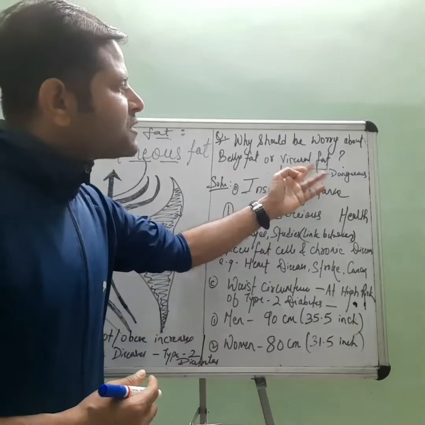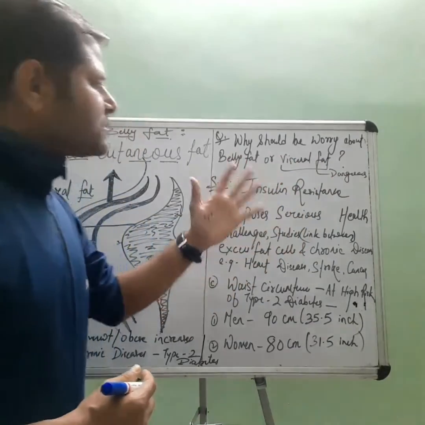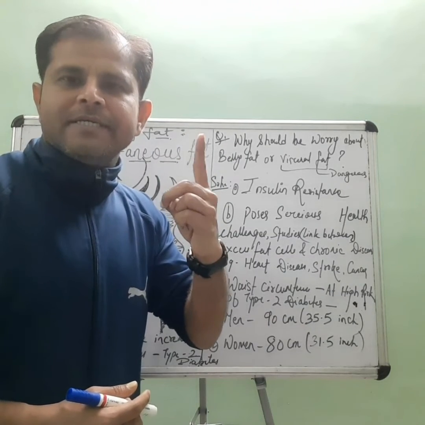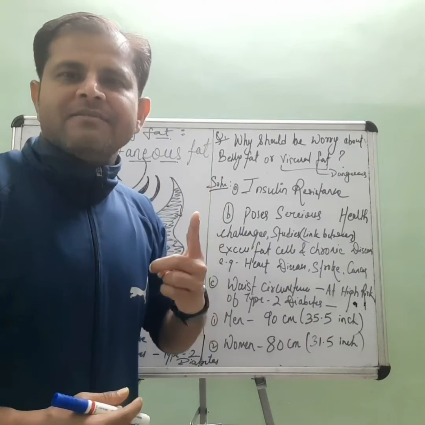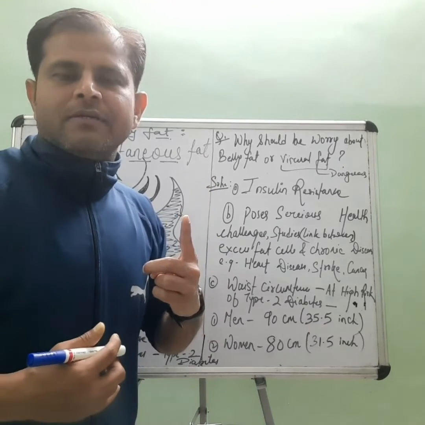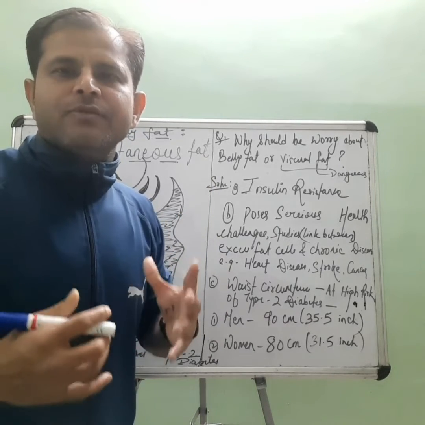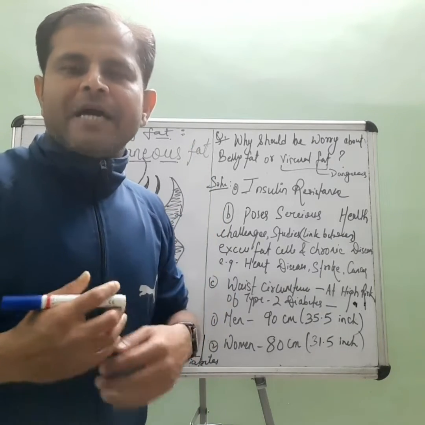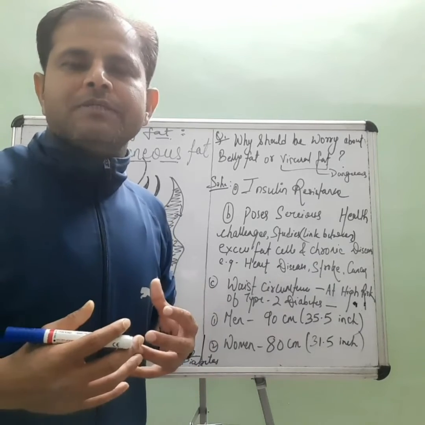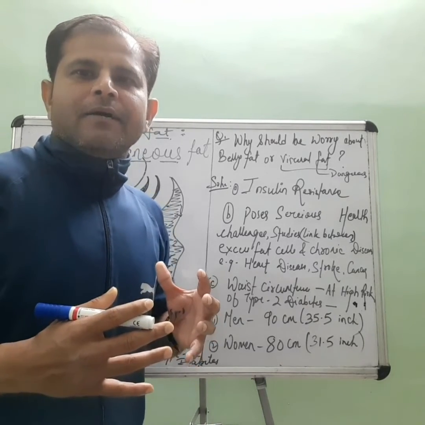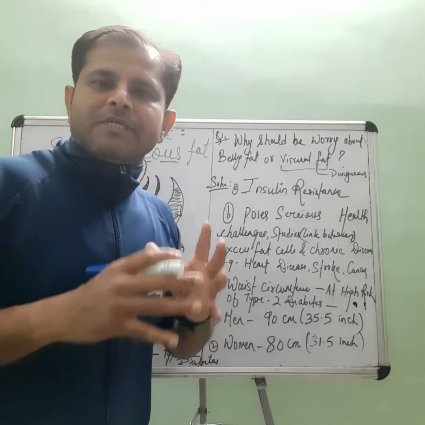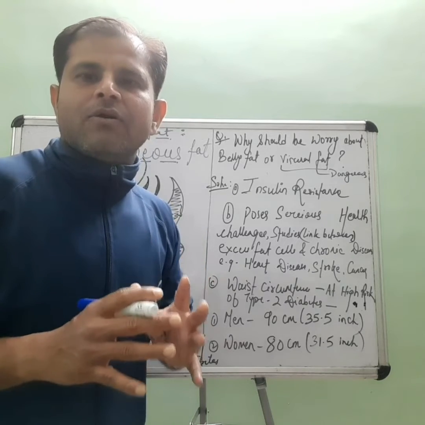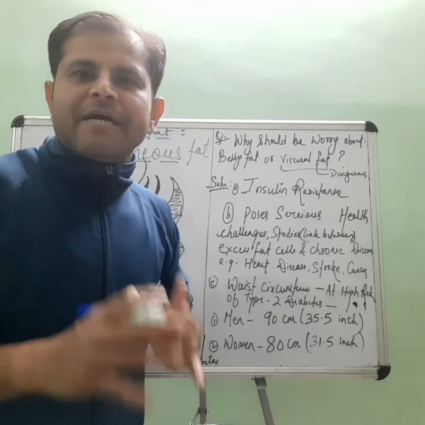And how is this visceral fat very dangerous? We know that there are two types of diabetes. Type 1 diabetes is when the pancreas stops the secretion of insulin. And the second type of diabetes is when the body produces insulin, but the body is unable to transport this insulin to the different parts of the body. Thereby we get the lifestyle disease called type 2 diabetes.